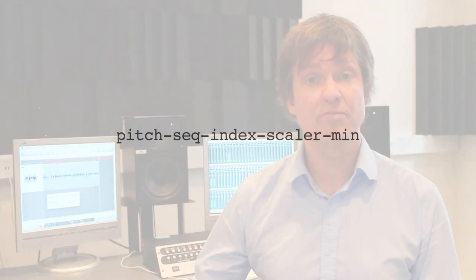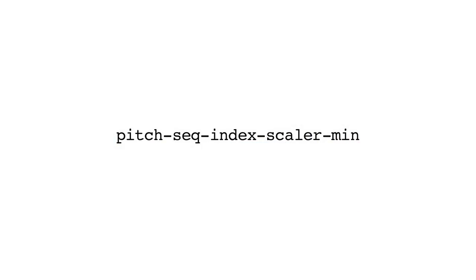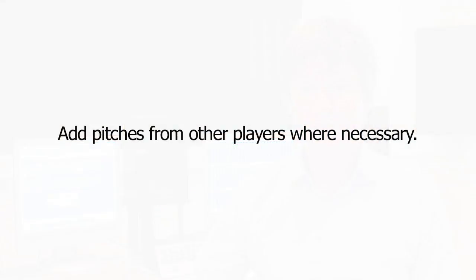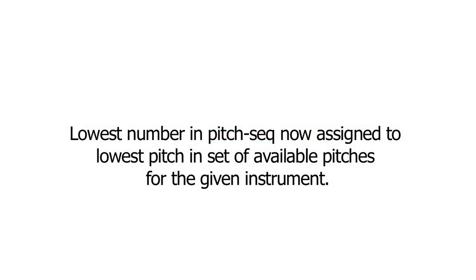Now, if the ratio between the number of pitches available from the set and the number of different pitches in the pitch sequence is less than the value in the Slippery Chicken slot pitch seek index scalar min, it means we're going to have to add pitches that have been used by other players until there are enough. Once we've added notes from other instruments to get this ratio up to the minimum required value, the lowest number in the pitch sequence will now select the lowest pitch in the set that's in the instrument's range.